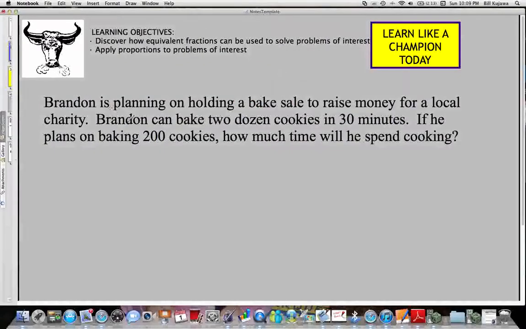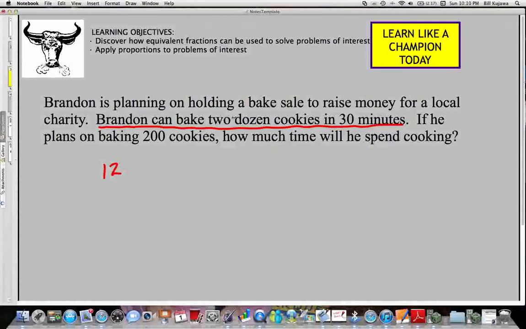Now here's a problem that students would see. Very common. It says Brandon is planning on holding a bake sale to raise money for a local charity. Brandon can bake 2 dozen cookies in 30 minutes. If he plans on baking 200 cookies, how much time will he spend cooking? Okay, well, here's the thing with proportions. In the previous example, I said that you want to have 2 equal fractions. So what students have to get good at, and what you will in your homework assignment in a little bit, is they'll look at that, and you'll say, well, that gives me a fraction, and I'm going to write this as my fraction.